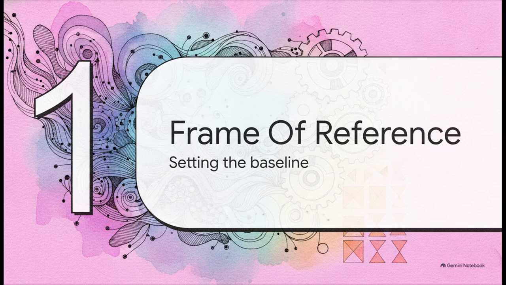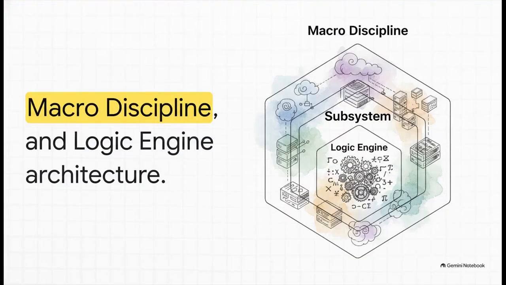Section 1. A common frame of reference. Let's get right into it and set up our baseline. Before anything else here can really make sense, before we can even start talking about neural networks or model training, we need to map this whole thing out like a nested IT systems diagram. Just think of an architecture you're already familiar with. You've got your macro discipline at the very top, you have a dedicated subsystem sitting right beneath it, and then you have a logic engine that's literally powering the whole shebang.